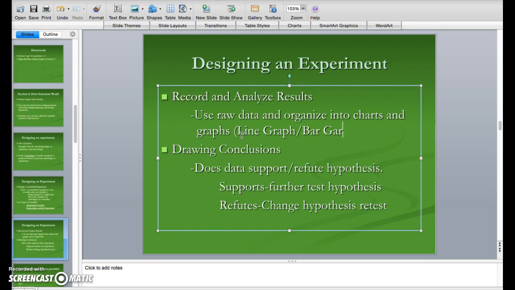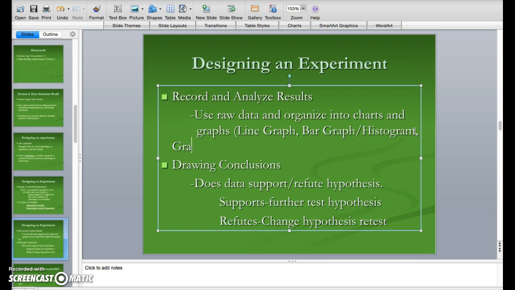You can also create a bar graph, if I can spell it correctly. A bar graph is also called a histogram. And we use a bar graph or a histogram to compare things. So bar graphs or histograms are used to show comparison. And then the third type of graph is called a pie graph, or sometimes referred to as a pie chart. And a pie graph or a pie chart is used to show parts of a whole.